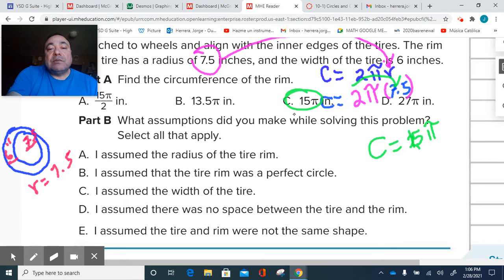I assumed the radius... I assumed that the tire was a perfect circle. Yeah, we did that. I assumed the width, no, we got that one. I assumed that there was no space for the diameter. We assumed that, so we got that too. The other was given to you. And we also assumed that the tire and the rim were not the same shape. Well, not really, it's just given there. So it's B and D, guys, when we do this.